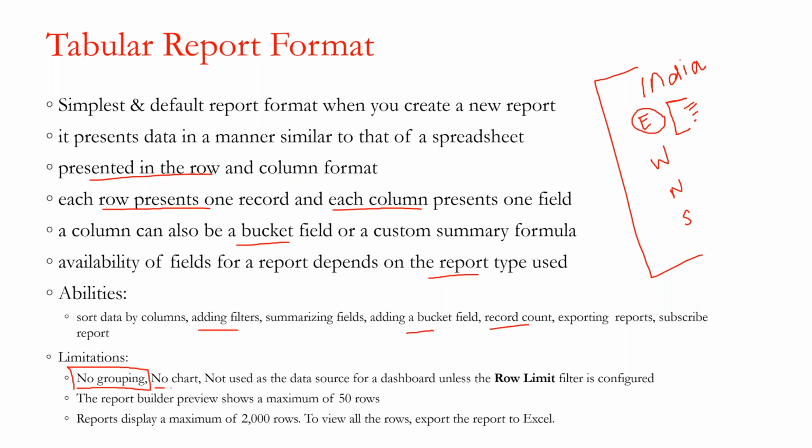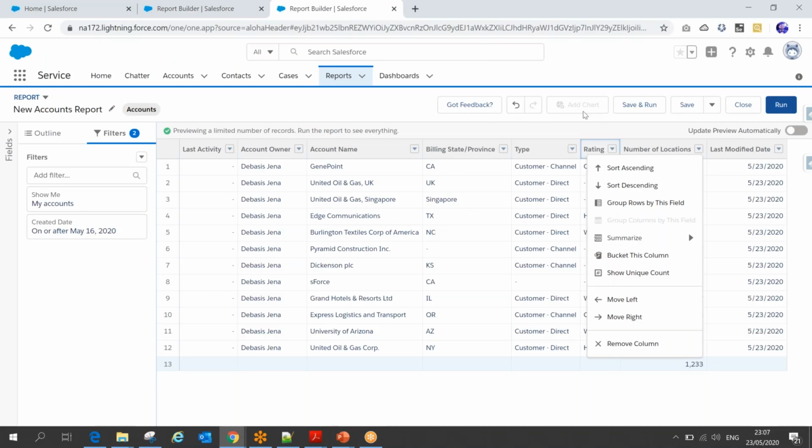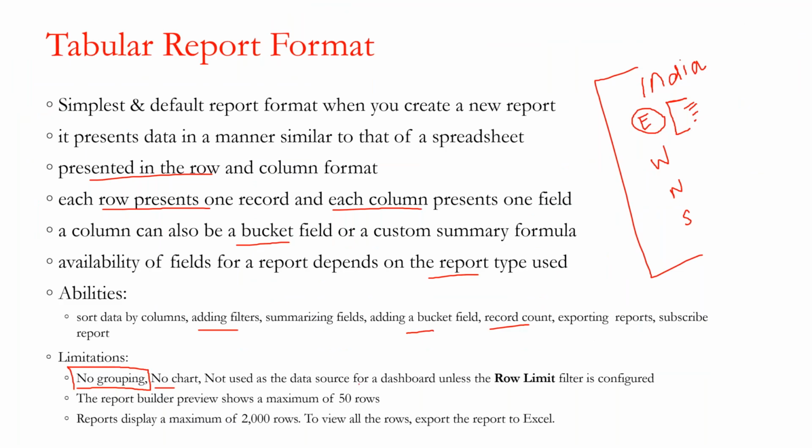Okay, you cannot add any chart like I have shown you here. You cannot use a tabular report for a dashboard. If you want to take any tabular report as a data source to a dashboard, you cannot do that. When you can do it is if you have a row limit filter configured for the report, then that report you can use for a dashboard. But a simple tabular report cannot be used as a data source to my dashboard.